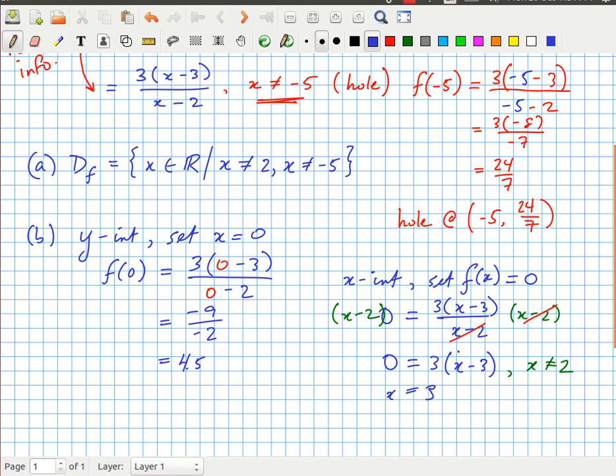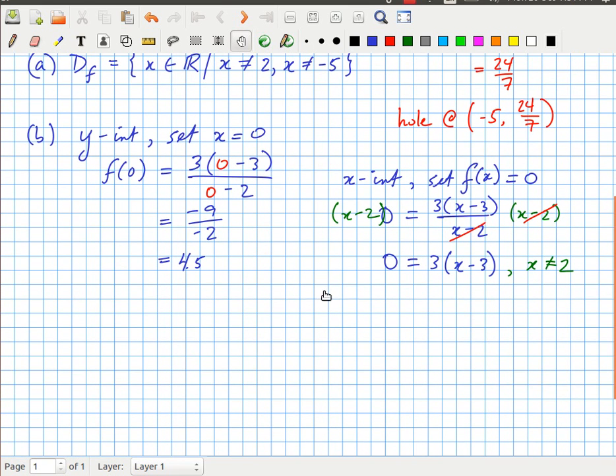3. No, that didn't work very nicely. Hold on a second here. Shift up a bit. And we end up with x equals 3.